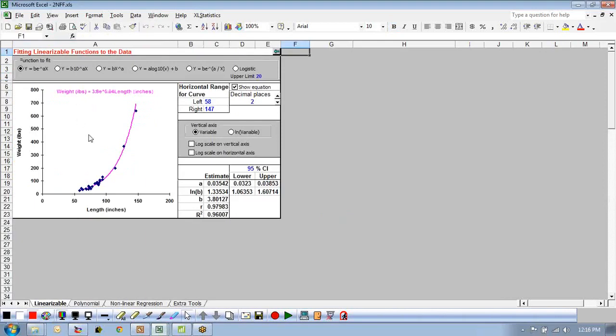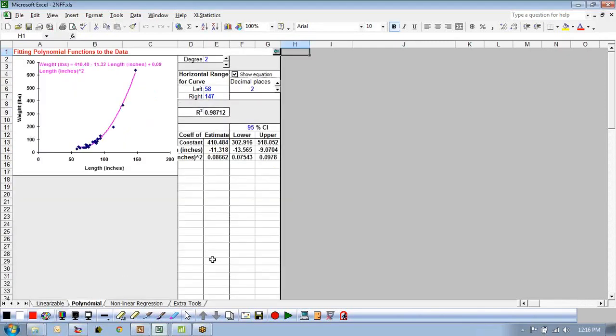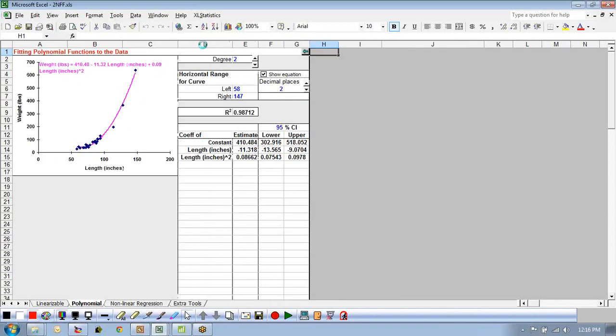Actually, it turns out that nonlinear is pretty good. But anyway, if you look on the bottom, here's a tab for polynomials. Go ahead and click on that. And when you do, you'll see that what Excel Stats does is it creates an estimate or a model for fitting a polynomial to this. And you can specify the degree of the polynomial that you want.